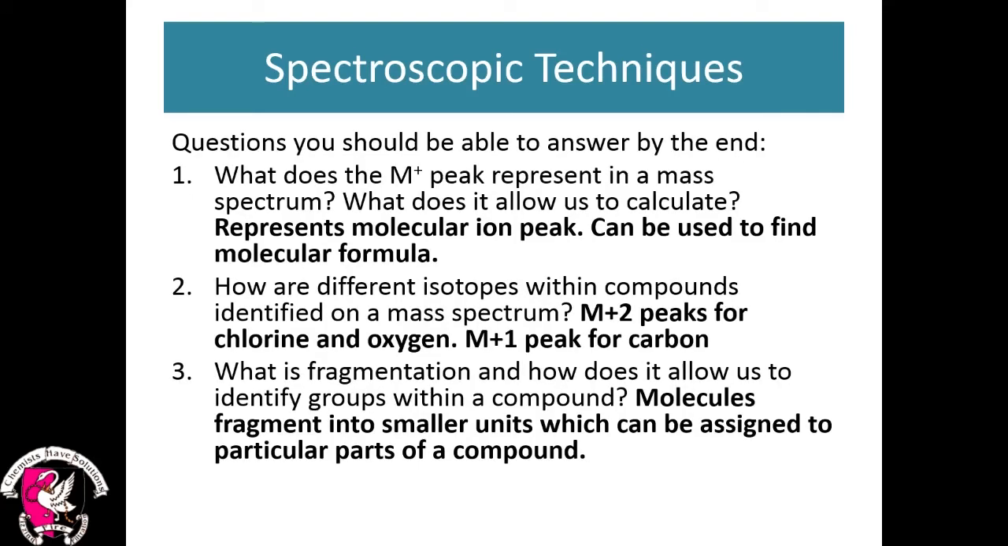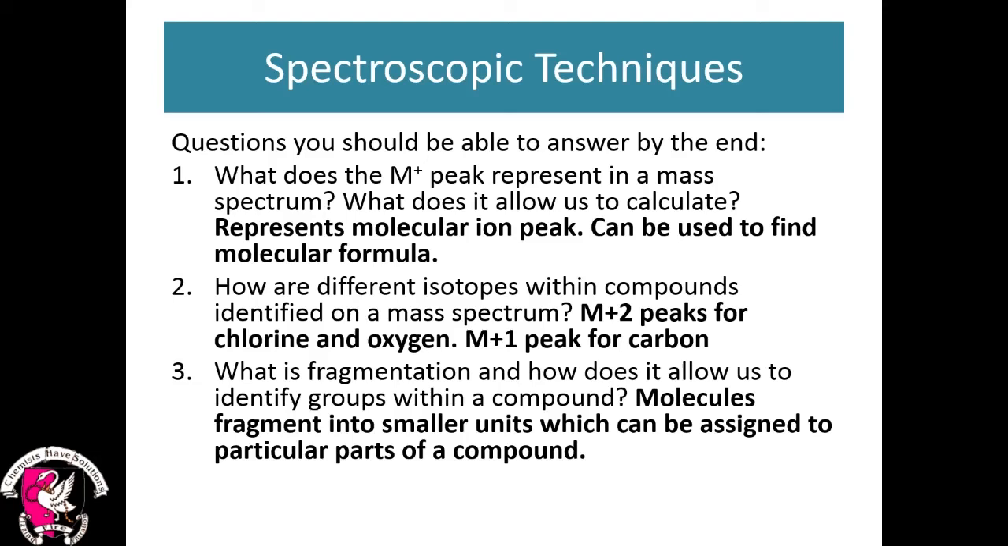So, what does the M+ peak represent in a mass spectrum, and what does it allow us to calculate? Well, it represents the molecular ion peak, and it can be used to find the molecular formula of the whole thing. How are different isotopes within compounds identified on a mass spectrum? Well, M+2 peaks for chlorine and bromine, so a peak two spaces to the right of the M+ peak, and an M+1 peak for carbon.